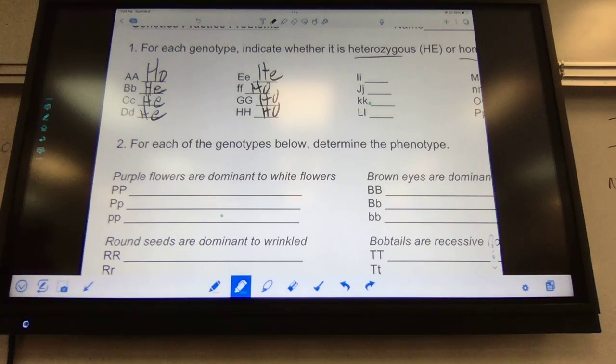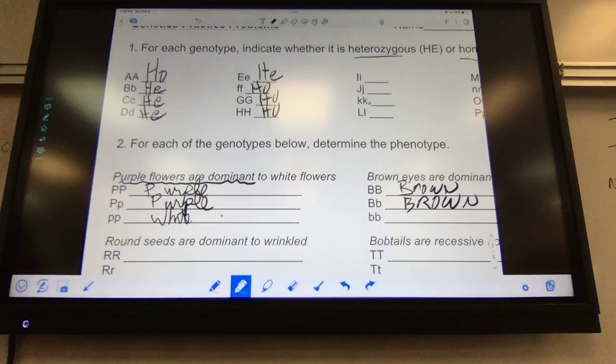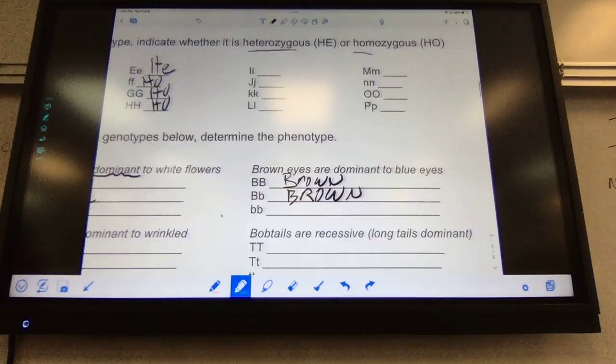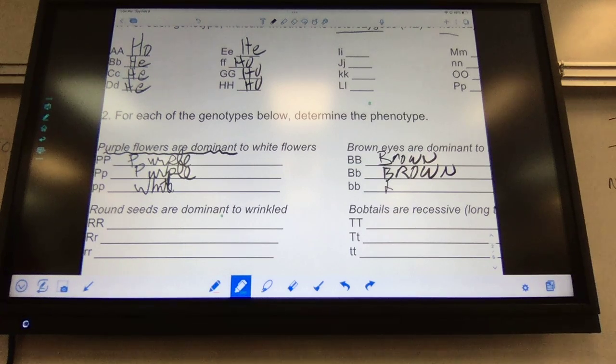Question 2. They're going to tell you what the dominant one is. So, purple. What color is this? This guy is purple. This guy is purple. And this guy is white. What did he do? This guy is brown. This one is brown, heterozygous. And this one is not brown. And they tell you that blue is the recessive.